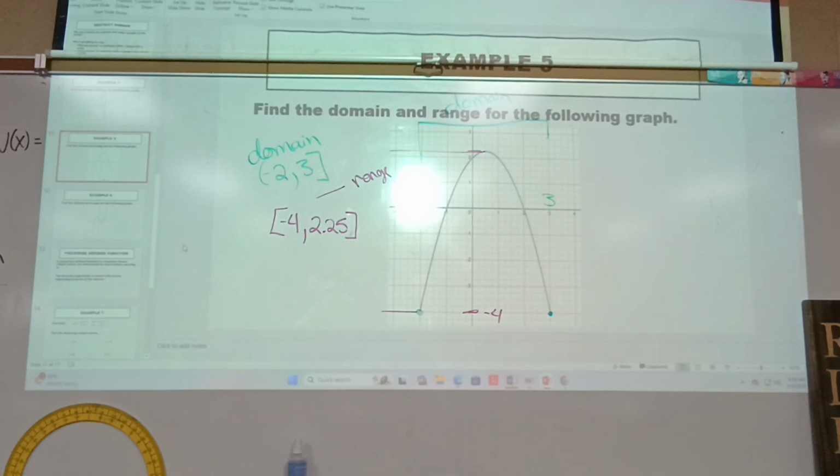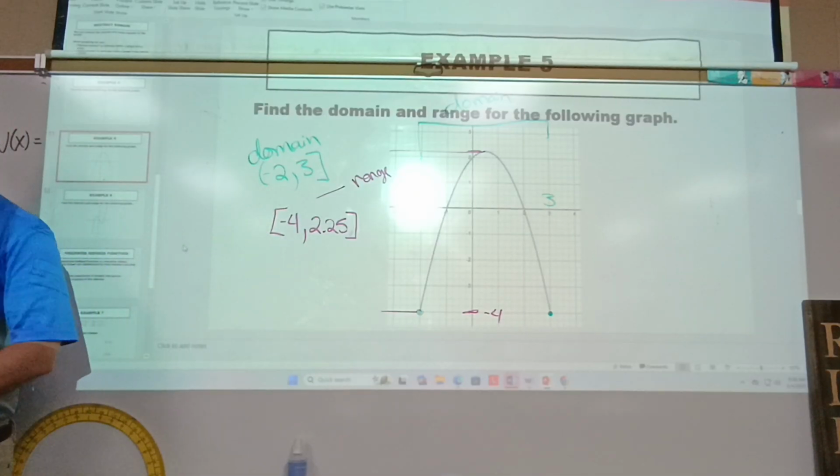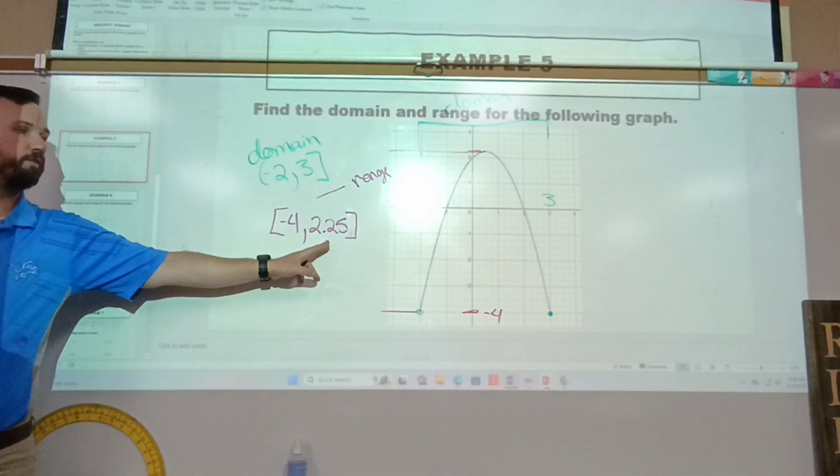You always go smaller number to larger number. Order does matter. You do have to go smallest to biggest, right? I did -4 to 2.25.